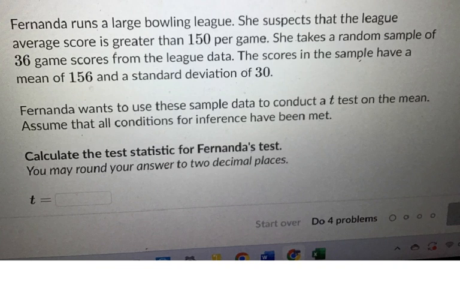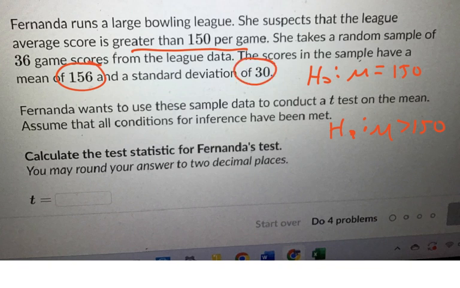Let's do one more. Fernanda runs a large bowling league. She suspects that the league average score is greater than 150 per game. So in other words, just for clarity, H naught is that the average is actually 150. The alternative is what we want: we suspect that the alternative is greater than 150. The scores in the sample have a mean of 156 and a standard deviation of 30.